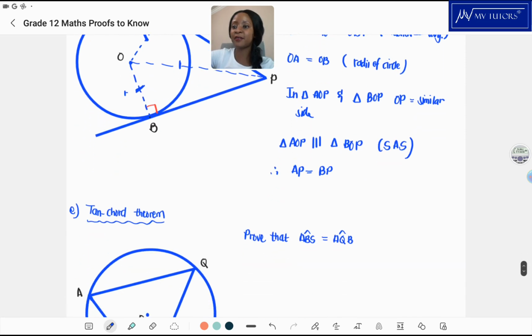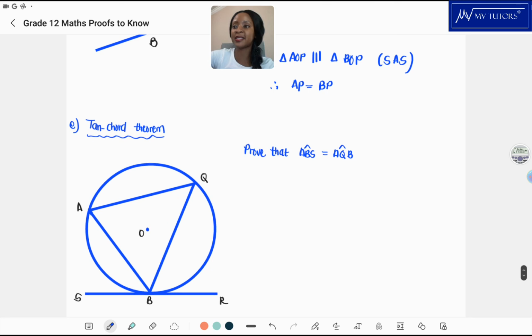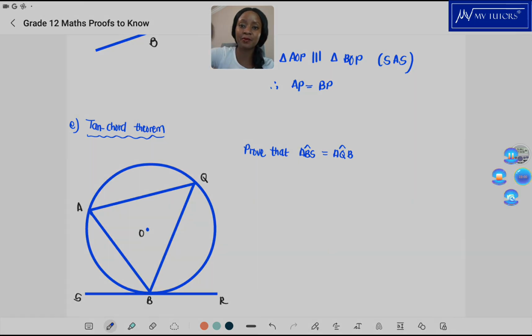And then we're going to have a look at the last one, the tan-chord theorem. So far this year, I've seen them ask this question twice, for the prelims as well as the November exams. I don't know if they'll be asking it next year, but it's always good to know.